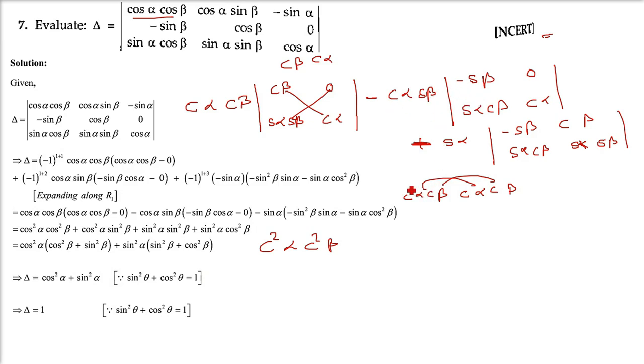Coming to the second one, this is minus cos alpha sin beta. Here we have minus sin beta cos alpha. This will be 0, so minus minus will be plus. Just write sin beta and cos alpha. Okay, so this cos alpha and cos alpha is going to be cos square alpha. So I am adding it, cos square alpha and sin square beta. Sin square beta. So two of it we have done.